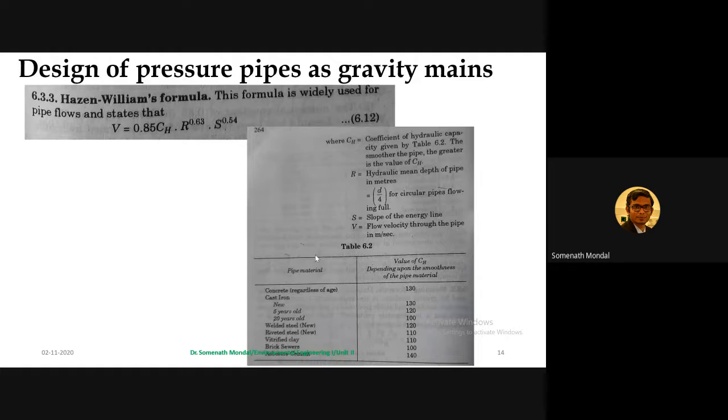Apart from that, we have the modified Hazen-Williams formula, which I am not discussing here, since it is not in your syllabus. So we'll discuss these three. However, I will suggest all of you go through the modified Hazen-Williams formula as well, where only a slight modification is there. And not only in this case, I am discussing in this particular class based on the syllabus which is given in the institute curriculum.